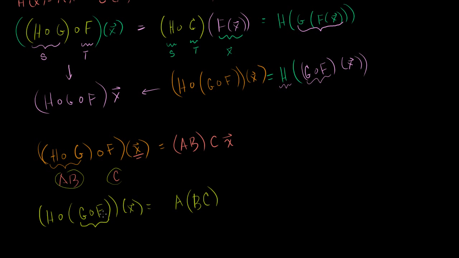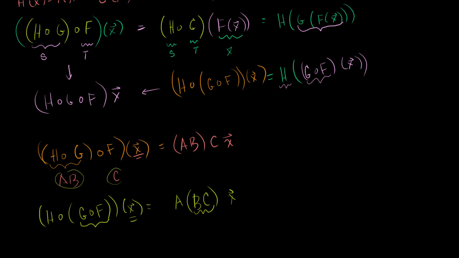Similarly, here we take first the composition of these two linear transformations, and their matrix representation will be that right there. And then we take the composition of that with that. So the entire matrix representation is going to be this guy's matrix times this guy's matrix. So A times BC. And of course, all of that applied to the vector x.